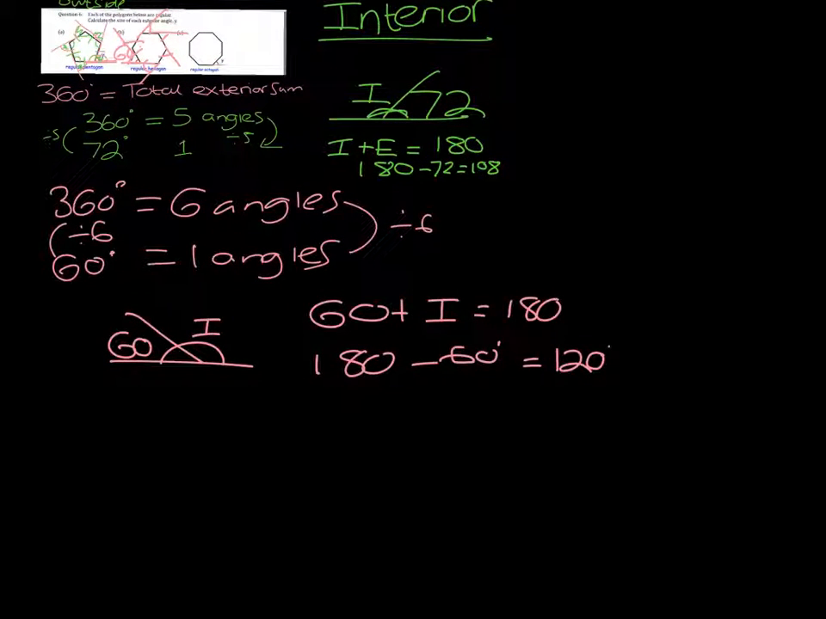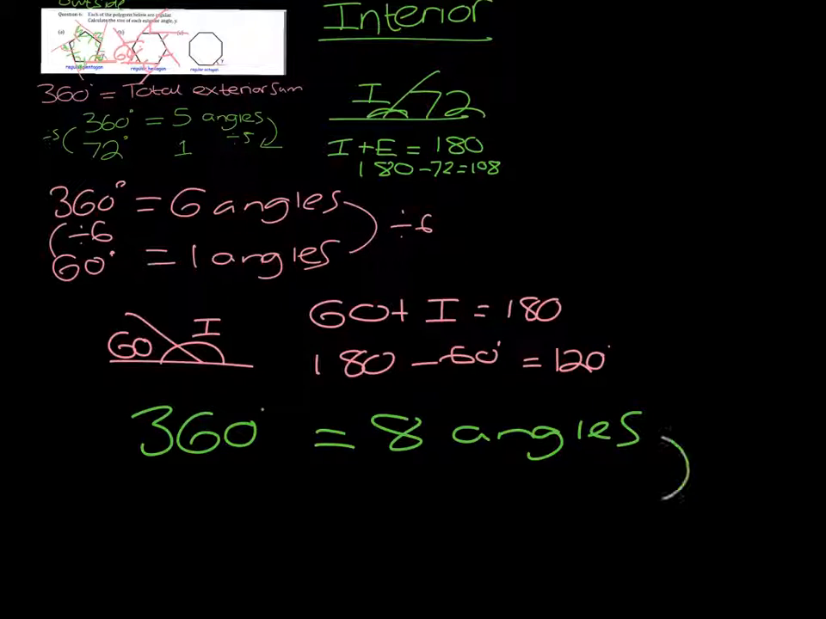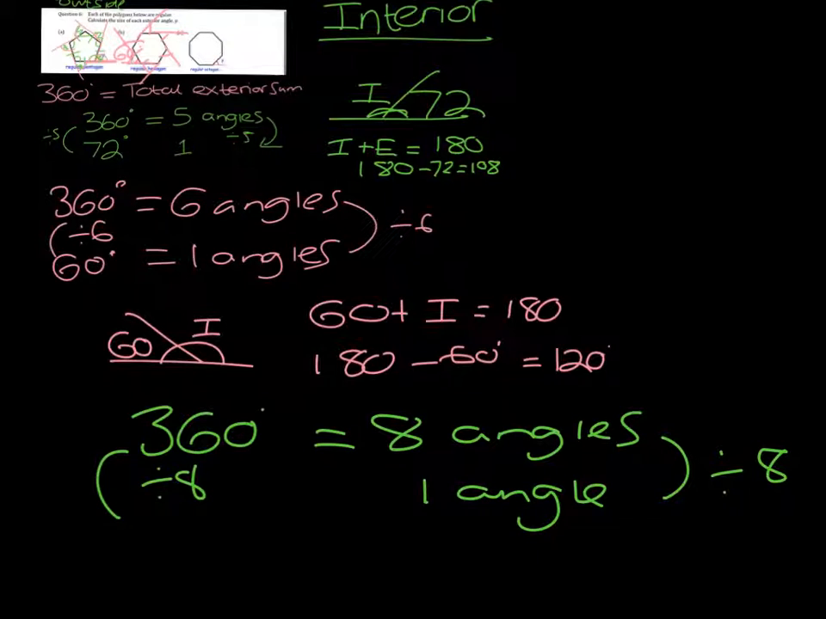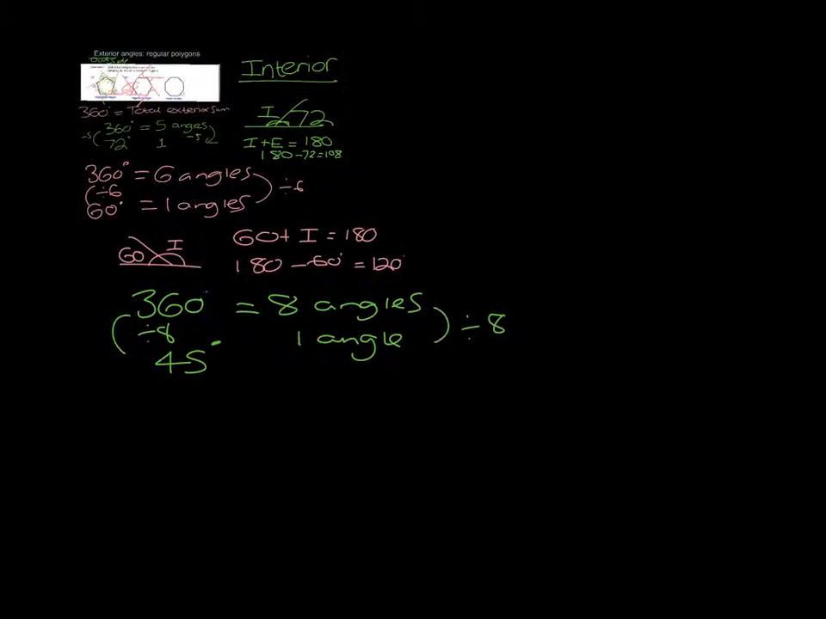I can actually do it without physically drawing on the shape, because if I think about it, the hexagon has 6 sides and 6 angles, the pentagon has 5 sides and 5 angles. So if I went round an octagon, which is an 8-sided shape, it would have 8 exterior angles. So those 8 exterior angles would be making that 360 degrees. I could then just divide by 8 to get the one angle, and 360 divided by 8 is going to give us 45 degrees.